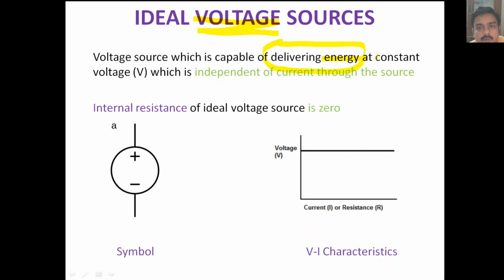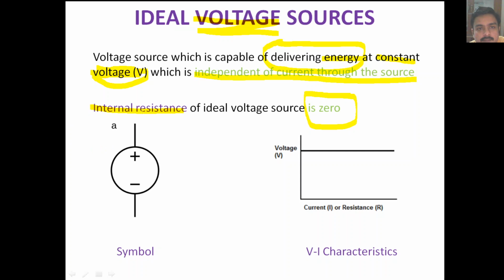They deliver energy at what? At some constant voltage. In the case of an ideal voltage source, we say that they deliver energy at constant voltage. That voltage is independent of the current through the source. The current through the source may increase or decrease, but the voltage across the source will always be constant. More important, the internal resistance of an ideal voltage source is always zero. These are some conventions we have to keep in mind while learning anything new, that the internal resistance of an ideal voltage source by convention is assumed to be always zero.